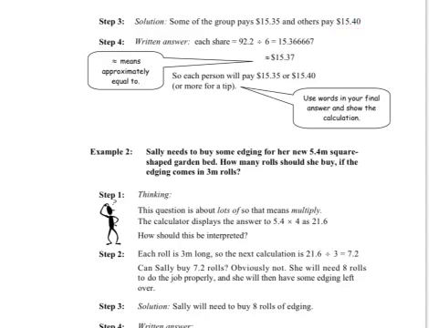$15.40. What you need to remember is that if you have an answer to a worded problem, then you need to give your final answer in words. So each person will have to pay, and this person has written both cases, $15.35 or $15.40 each.